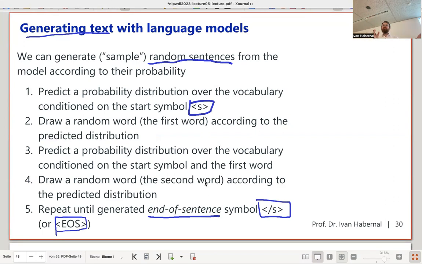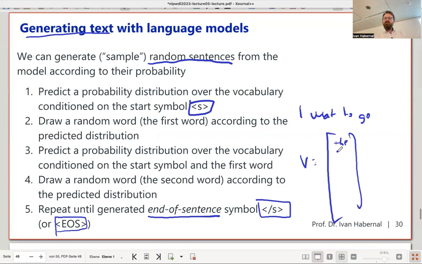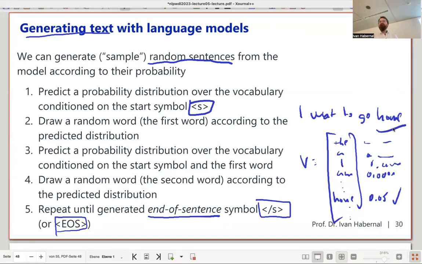given the previous words. So, "I want to go," and then you have the vocabulary: B, A, I, M, here's, home, and so on. And the language model will maybe tell you that this will have probability 0.05, this will be 0.0001, 0.000000, and so on. So you can choose, okay, this is the most likely word. Let's take it, and continue.